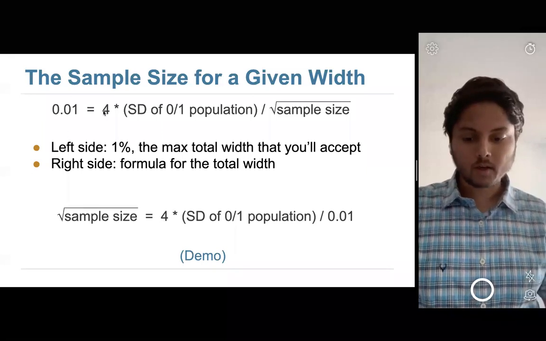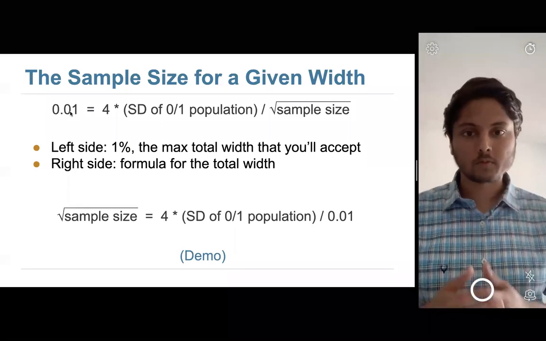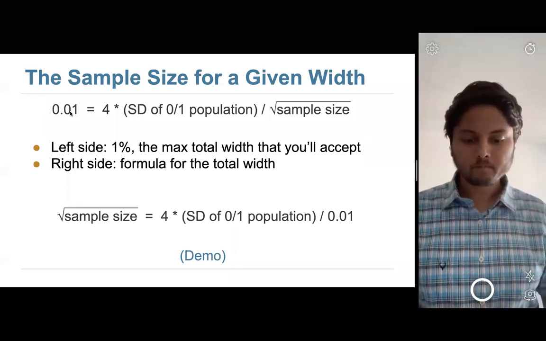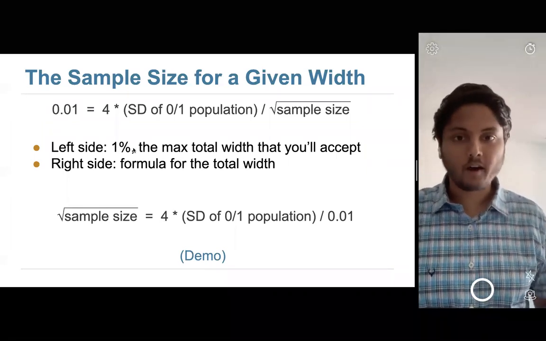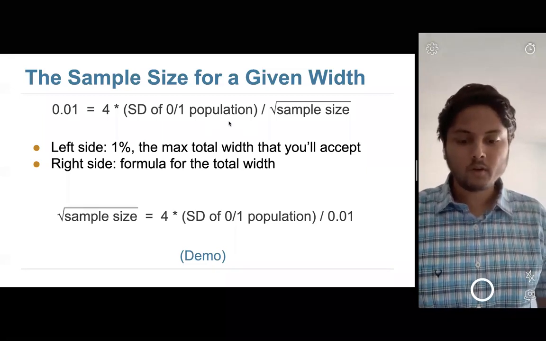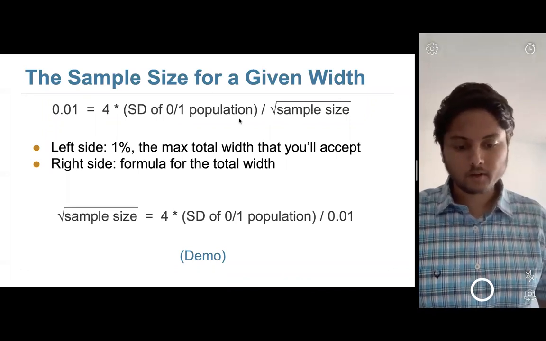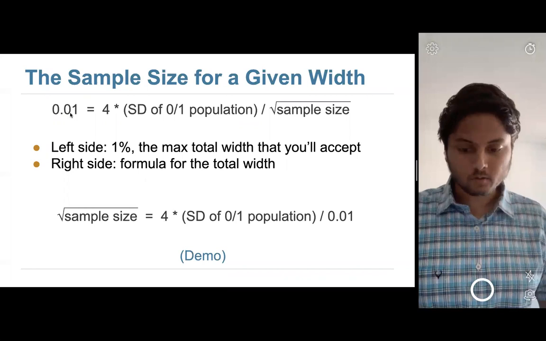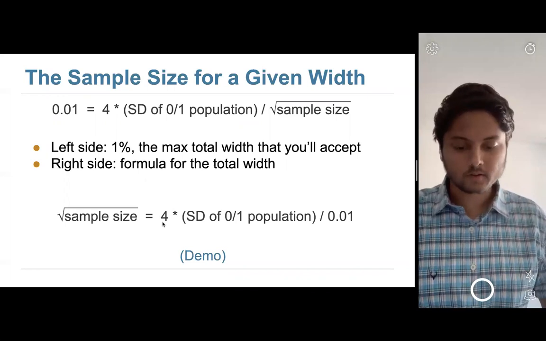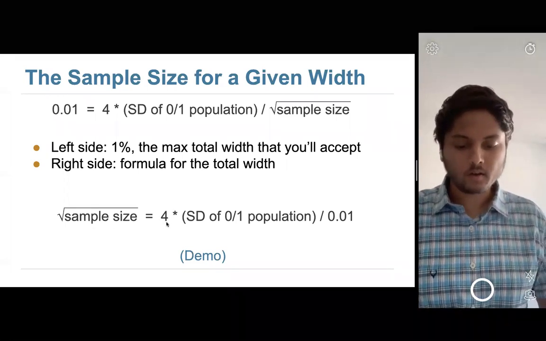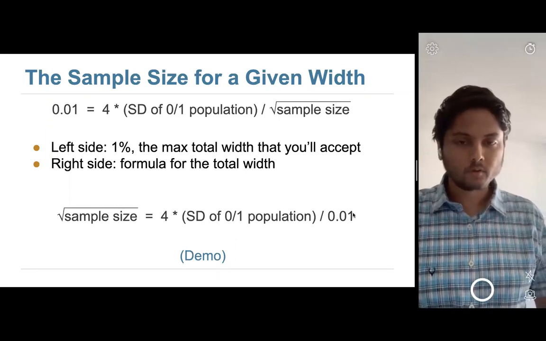What we would do is say we want this entire formula to be equal to 0.01. That's 1%, how much we want the width to be. The left side is the 1% width that we want our study to have, and the right side is the formula for the total width. If we do some algebra, multiplying the square root of the sample size on both sides and dividing both sides by 0.01, the equation transforms into this. Now we have the sample size on the left, and on the right we have 4 times the standard deviation of the population divided by 0.01.